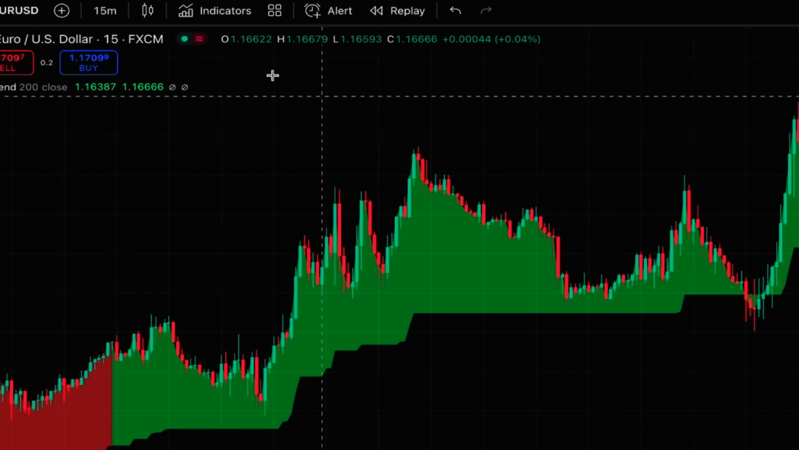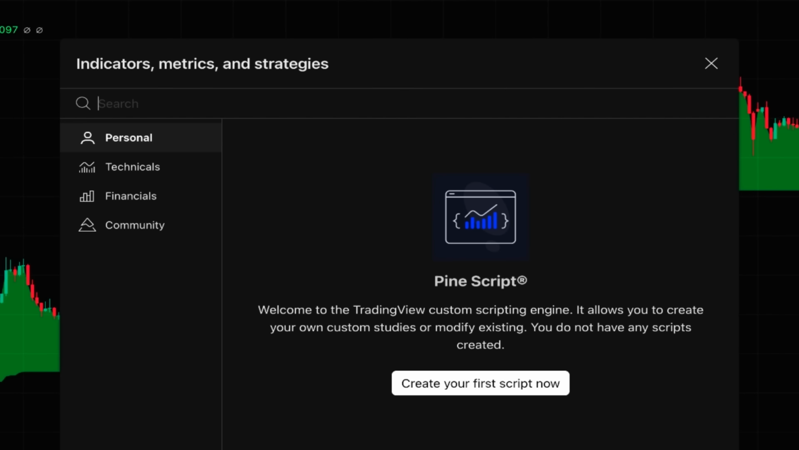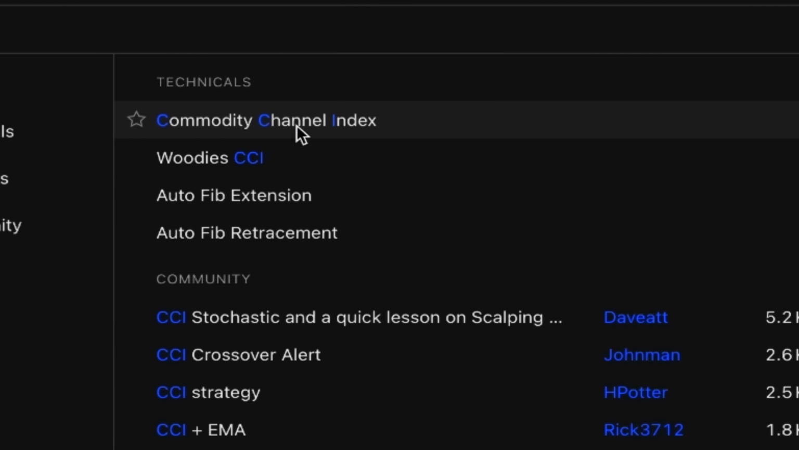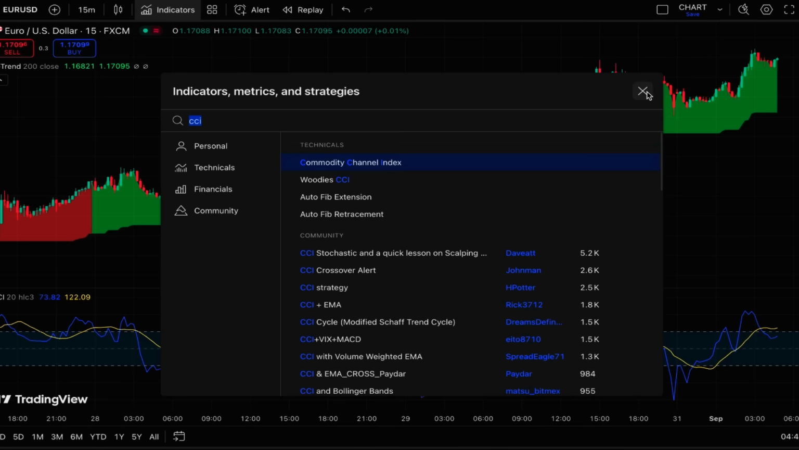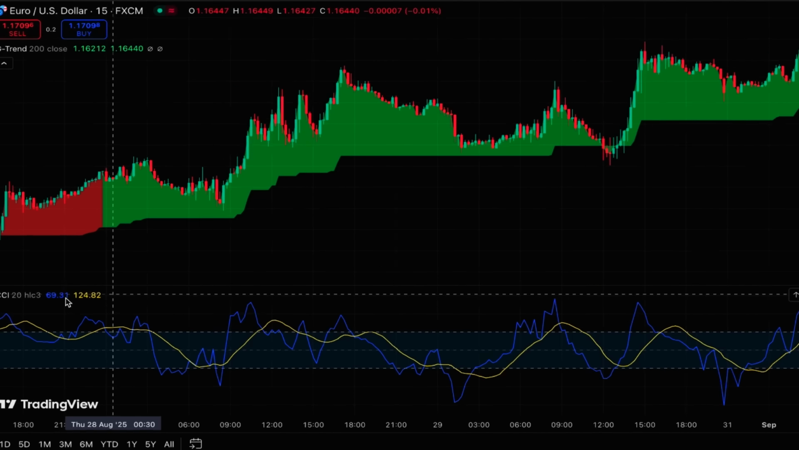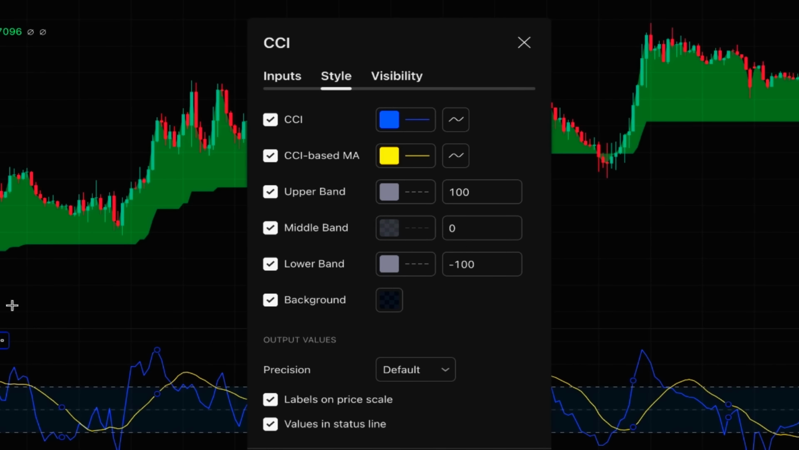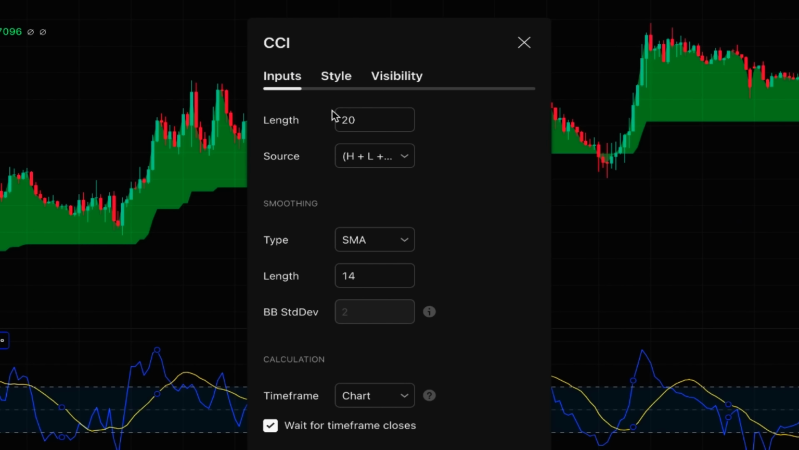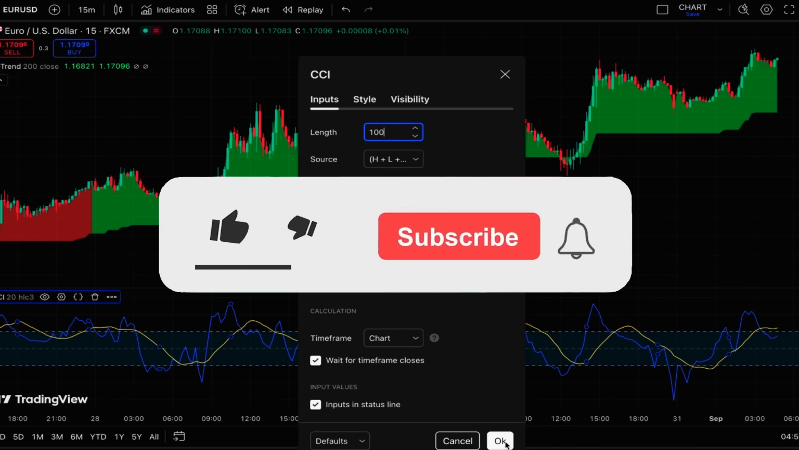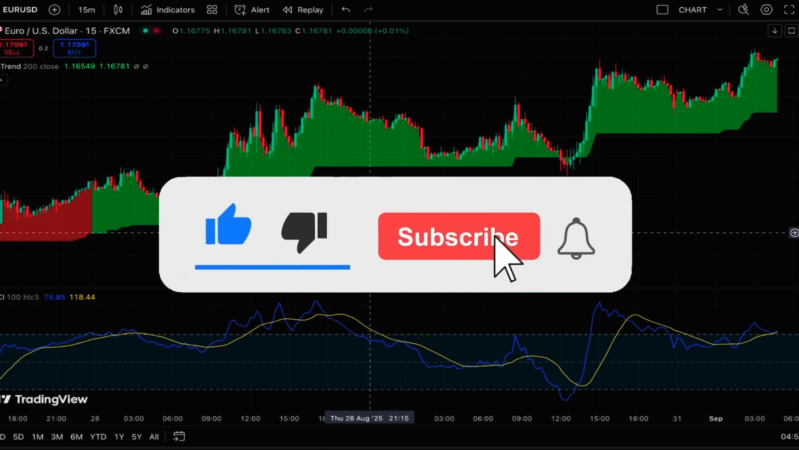So here again we click on indicators and we search CCI, this one, Commodity Channel Index, and we need to change the settings of this indicator. So here we go to the settings of CCI, and here in the inputs tab, for the length we set it at 100. Alright, everything is already set on the chart, and let's see how we trade based on this trading strategy.